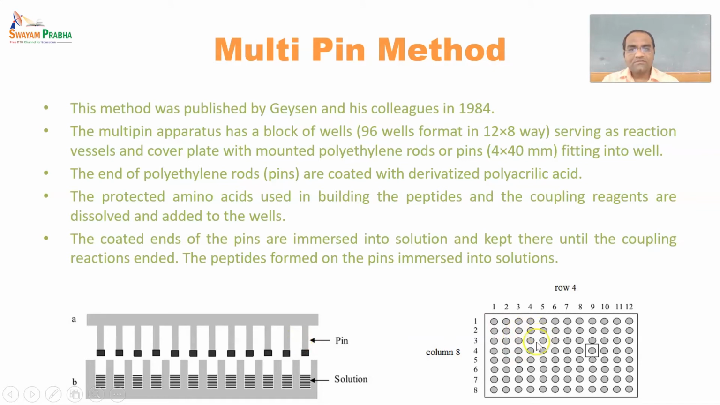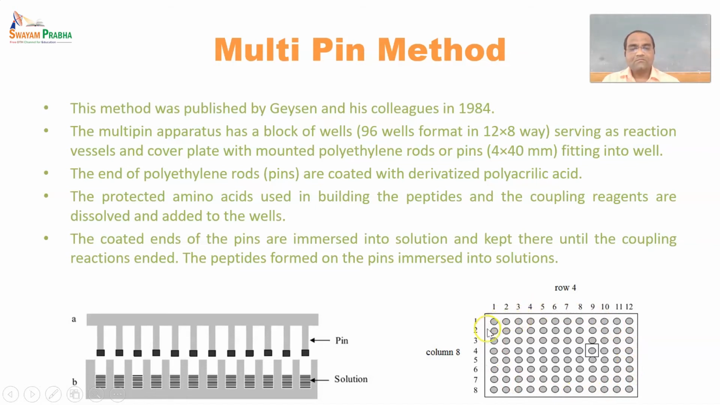And also one of the disadvantages of this method is keeping 96 wells at a time and maintaining the temperature for each well. It does not happen, because in a conventional method, with the use of a round bottom flask, a chemist can optimize or maintain the temperature. But whenever this type of method is utilized, it becomes very difficult to maintain the temperature for all these 96 wells.